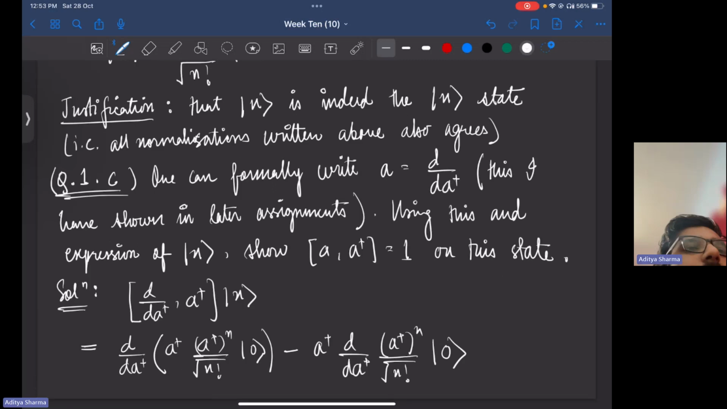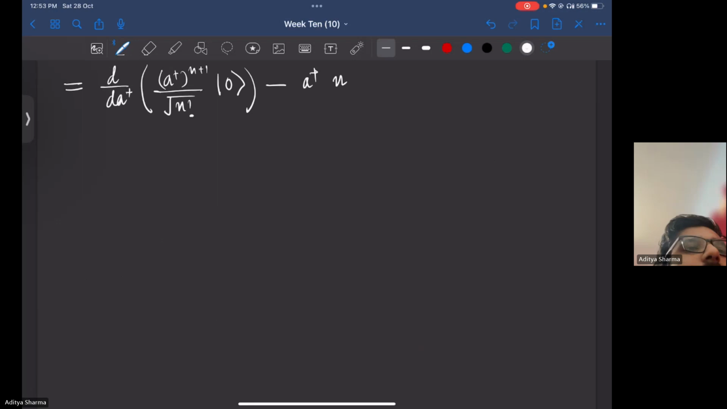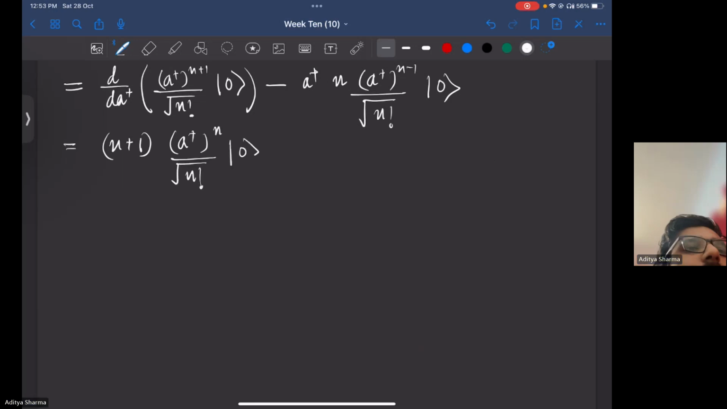Now this is just normal differentiation of a dagger. So you just differentiate this, and you're going to get something like this. And from here, you are going to get n plus 1 n minus. So this n is just a number, so this can come out, and this is going to get multiplied with that one. So we are going to get this.